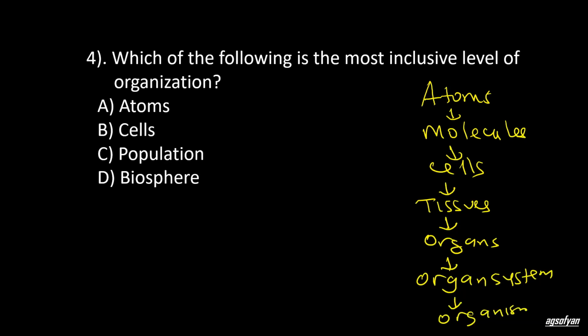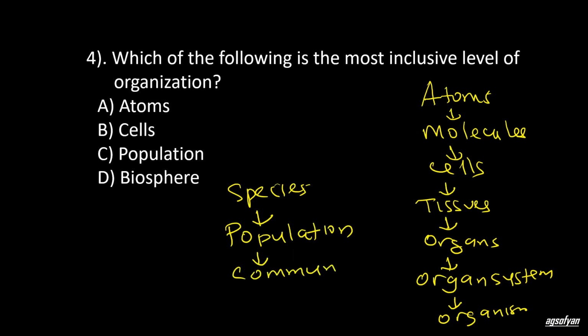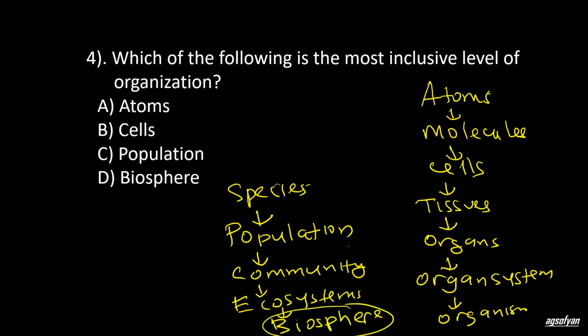Okay, and then organism become species, and species, they group together, the same species make a population. Populations will make the community, which is a group of living organisms, and community become ecosystem. All the ecosystem on the earth is called biosphere. Okay, so the most inclusive one in this case will be biosphere.